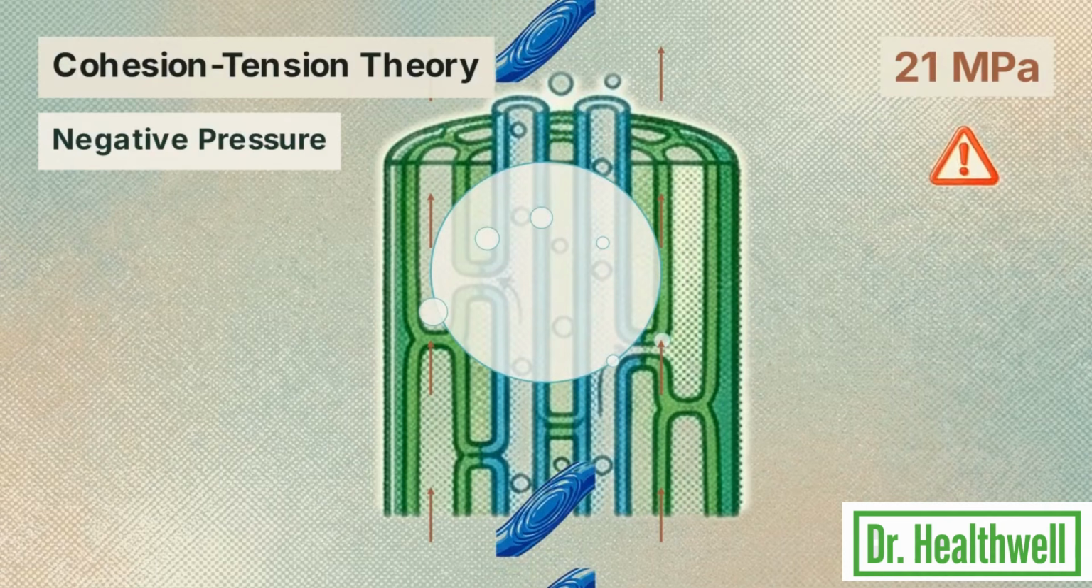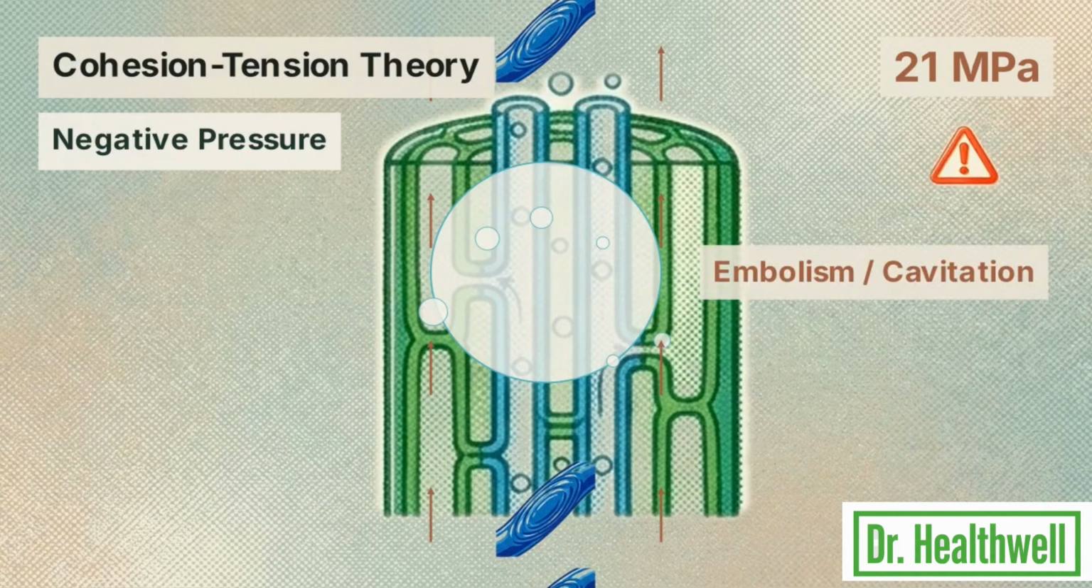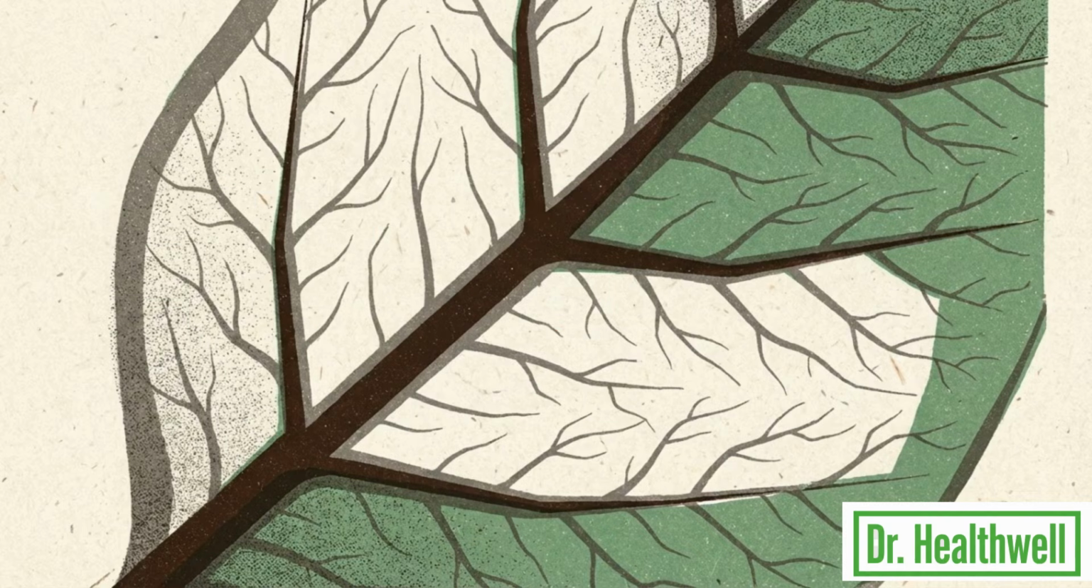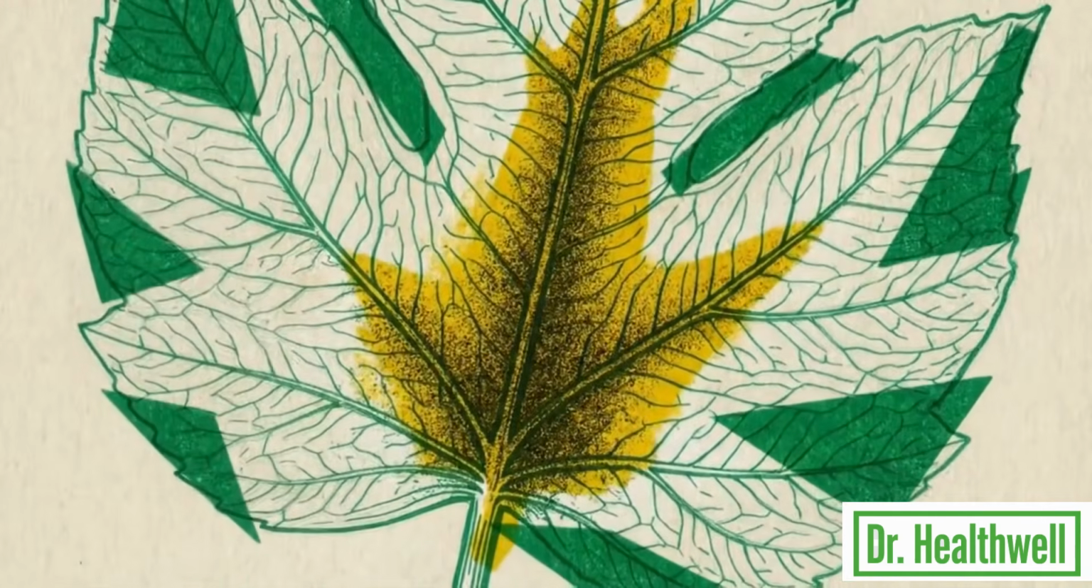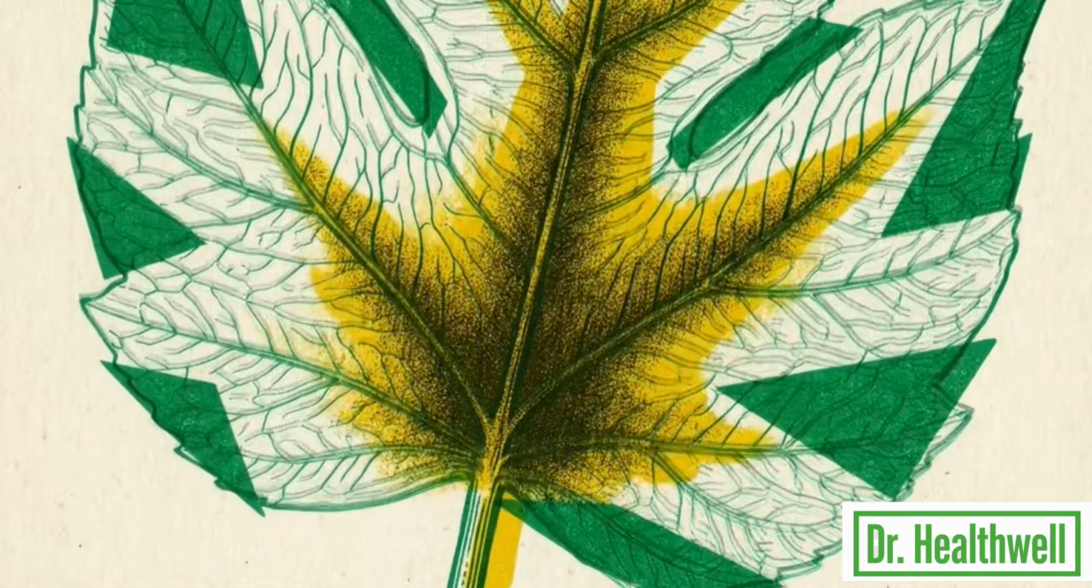The pressure inside the plant becomes so intense that the liquid water column physically, violently snaps. This creates an air bubble, or embolism, in an event known as cavitation. Once that internal pathway is severed, the entire transport system shuts down. The plant instantly loses its ability to move dissolved nutrients from the soil up into its living tissue.